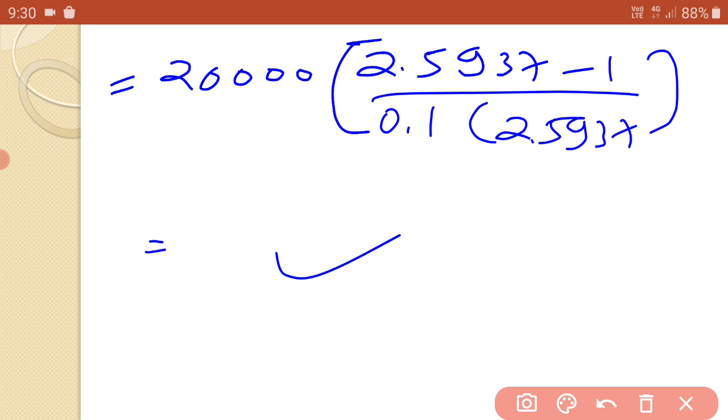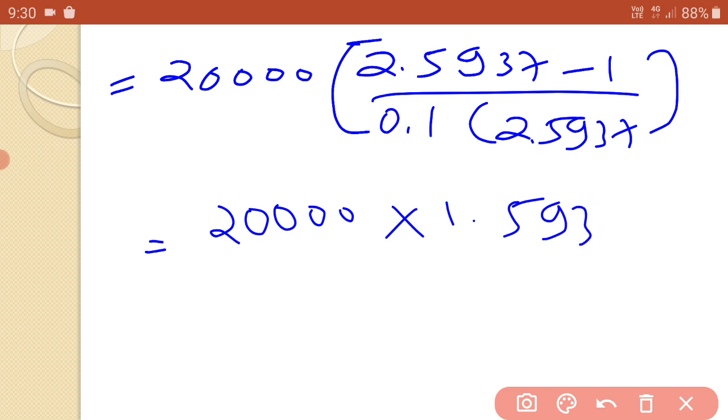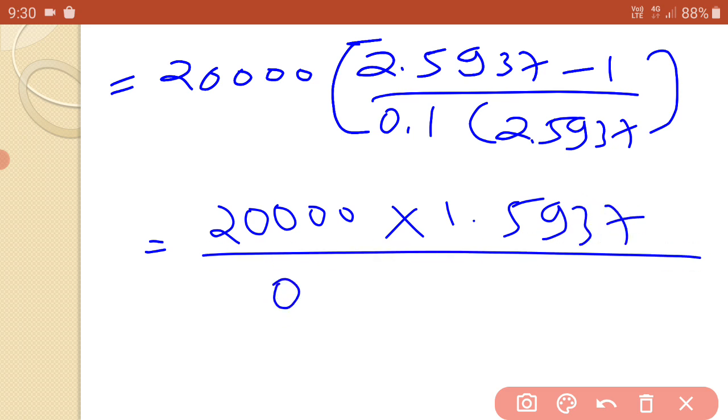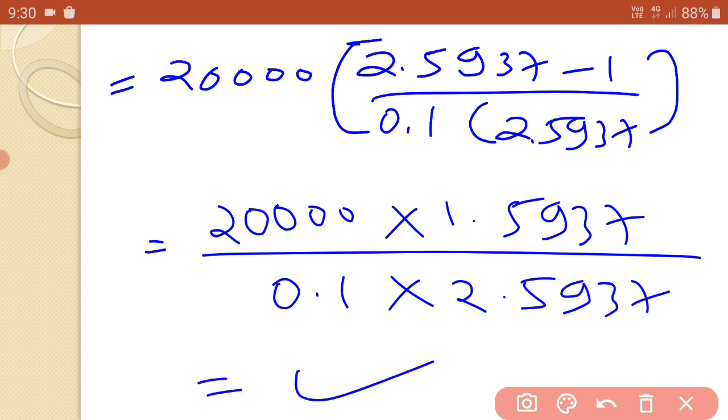20,000 into multiply. Next step, I am giving 20,000 into 1.5937, then divide by 0.1 into 2.5937. So you get the final answer.